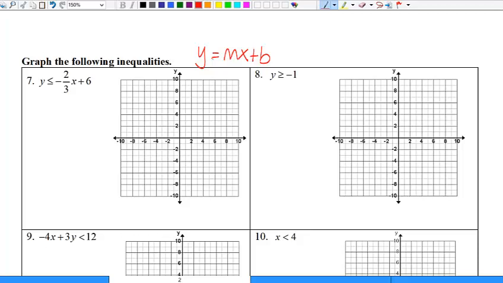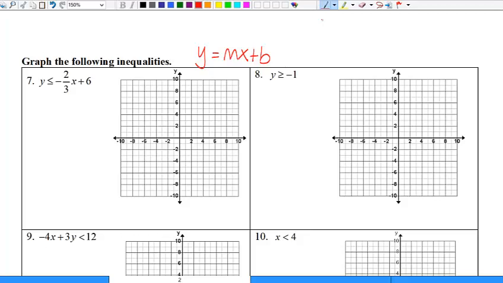So the next couple of problems say to graph the following inequalities. If it's already in slope-intercept form, which I reminded you up here is y equals mx plus b, then all you have to do is find the m and the b and graph the line and shade above or below. If it's not already in that form, then you probably want to put it in that form if possible.